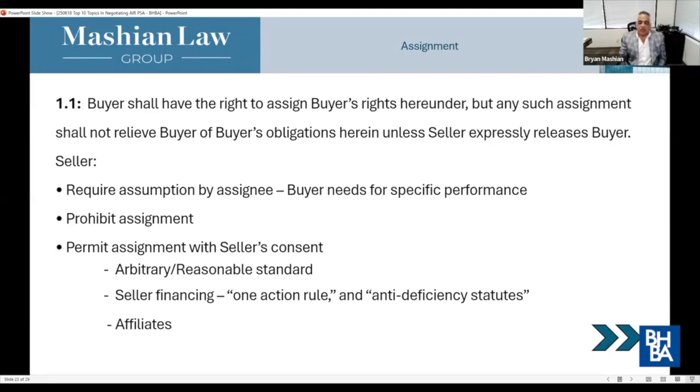Our contracts provide the seller with the right to approve of a buyer's credit and financials in case there's seller financing. A typical carve-out for the buyer to be able to assign is to its affiliates, for example, an LLC that's owned by the same principals that are transacting to buy the property.